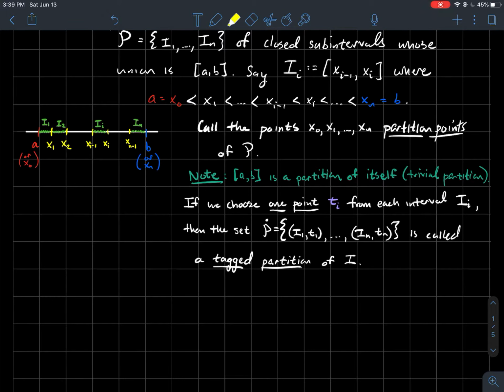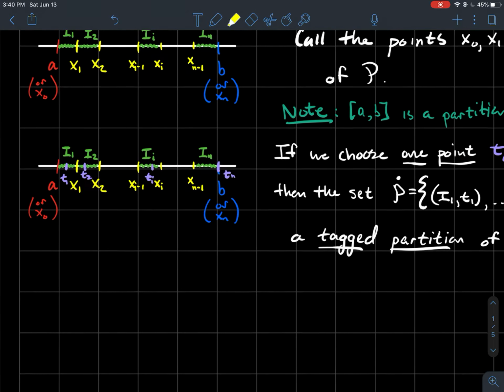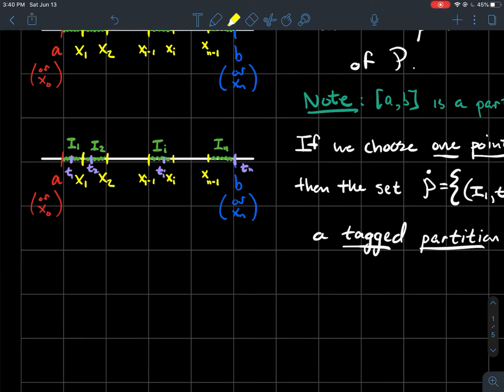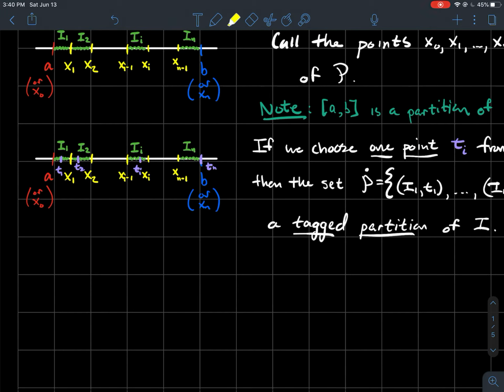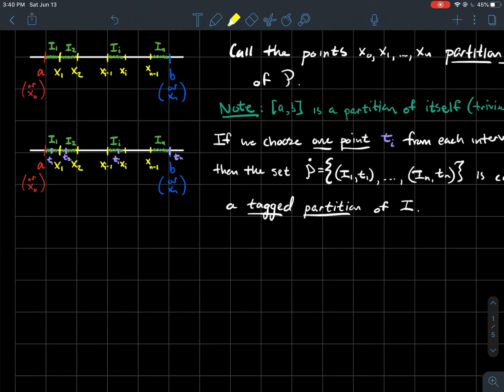So the next concept is, what if I pick a point, and I'll say t sub i, just pick one point t sub i from each of these subintervals I sub i. Then I'll consider this as an ordered pair: subinterval, comma, that point t sub i. If I do that for each subinterval in the partition, then I'll call this a tagged partition of I. In my picture, I've copied and pasted the picture above, and now in each subinterval, however you like, I just pick a point, and I'll denote that in purple. If I consider the subintervals in the partition with these tag points, or another word for that might be evaluation points, you'll see later on, we'll call this a tagged partition of the interval from A to B.